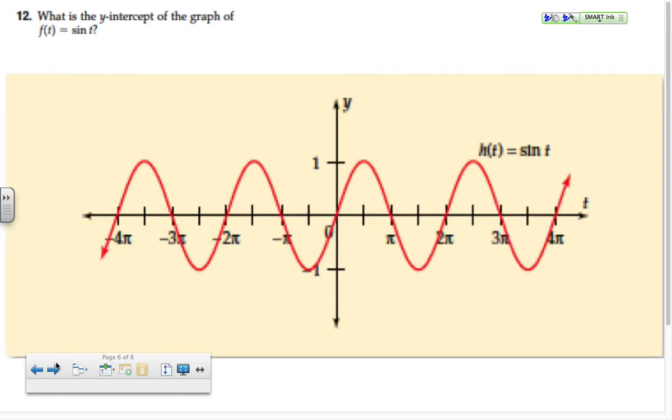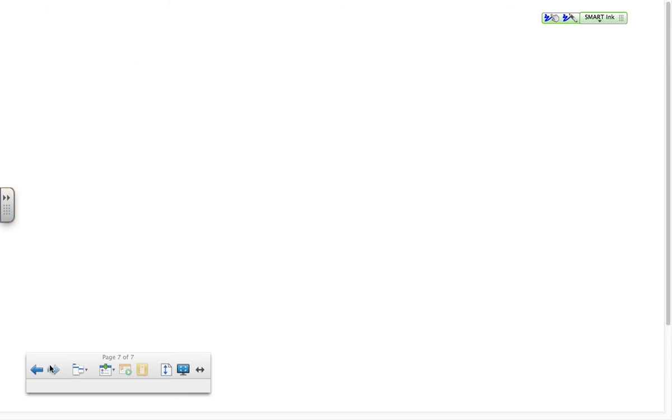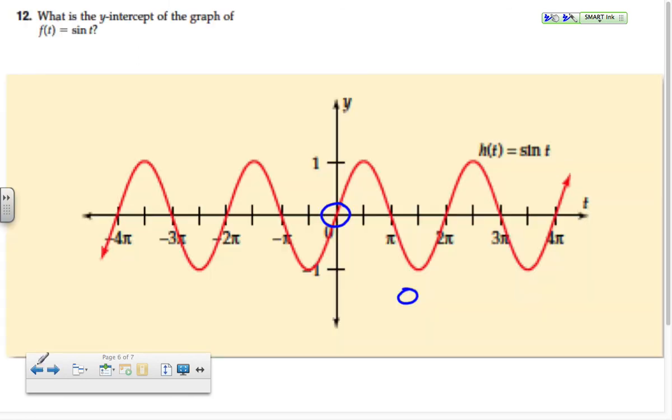Alright. Then it asks, what is the y-intercept of the graph f of t equals sine of t? So where does the sine graph cross the y-axis? That should be fairly easy. It's right there. It's 0. You're going to have a lot of questions that ask stuff like this, so you have to be able to look at the graphs and find the answers. And that's it. Homework will be posted on Edmodo.